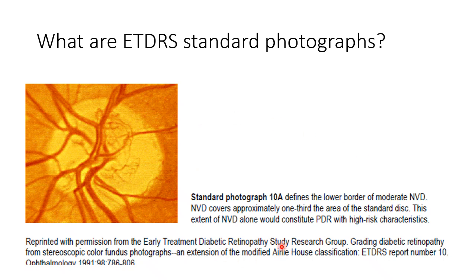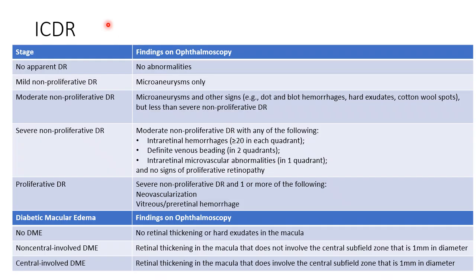So you see what they did, grading diabetic retinopathy from stereoscopic color fundus photographs. In this way, they have provided several photographs for us to compare with and classify the diabetic retinopathy accordingly. Coming on to a simpler classification, that is the ICDR classification. So here are the stages and here are the findings. No apparent DR, no abnormalities, same as ETDRS. Mild NPDR, only microaneurysms, okay, much simpler. Moderate NPDR, microaneurysms, but other signs also present, those 4 signs that I talked about, but less than severe NPDR, simple to remember.